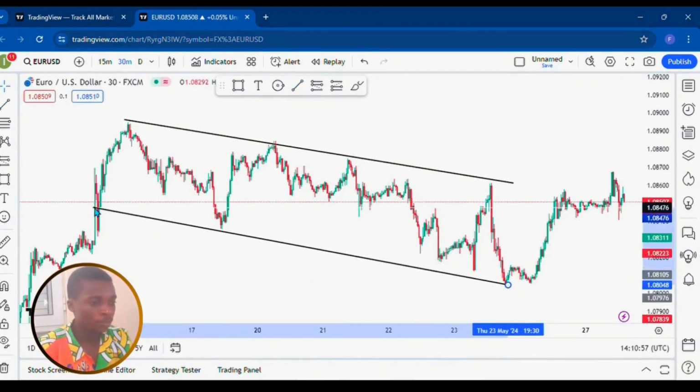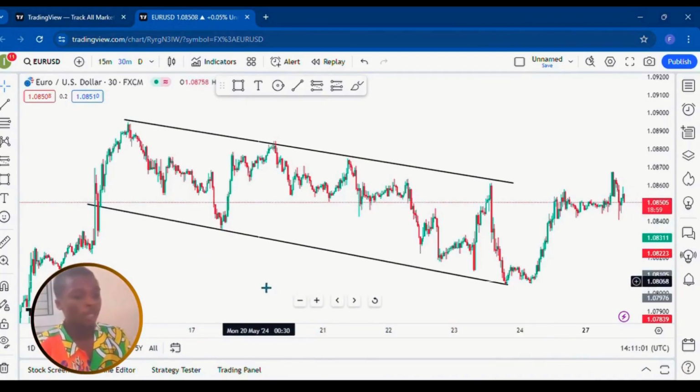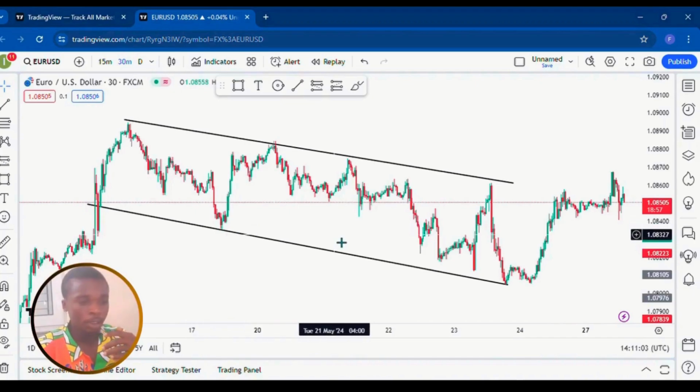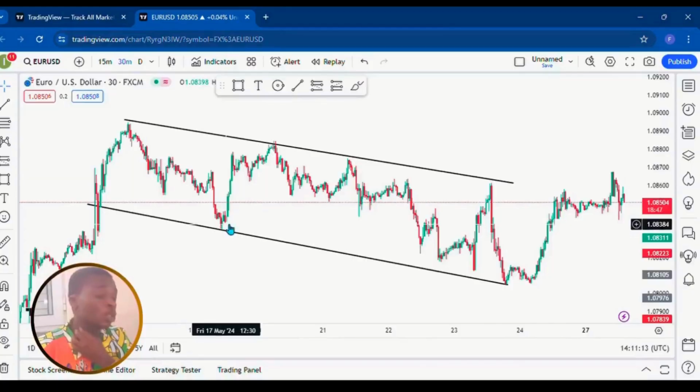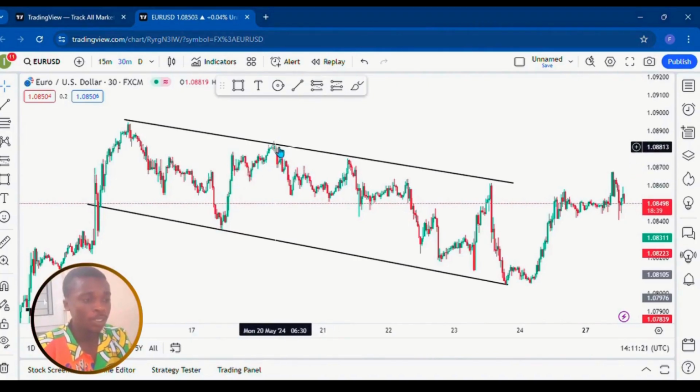Now this, as you can see, this is the support area. You can see that price got to this point and respected this support zone. Support zone is the area where price bounces back to the upside. That's what a support zone is. Now you see that price got to this point and bounced back to the upside again. See that? Now it went to this resistance area and respected the resistance area as well.